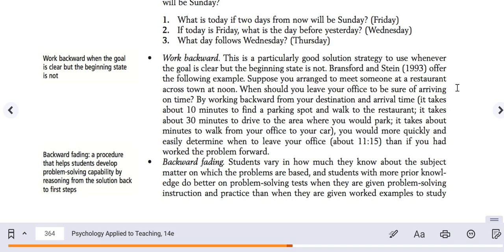Backward fading. Students vary in how much they know about the subject matter on which the problems are based, and students with more prior knowledge do better on problem-solving tests when they are given problem-solving instruction and practice than when they are given worked examples to study.